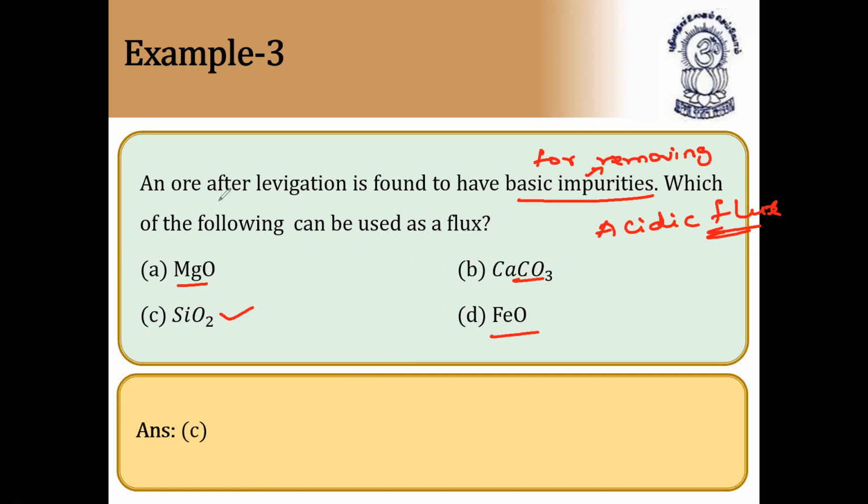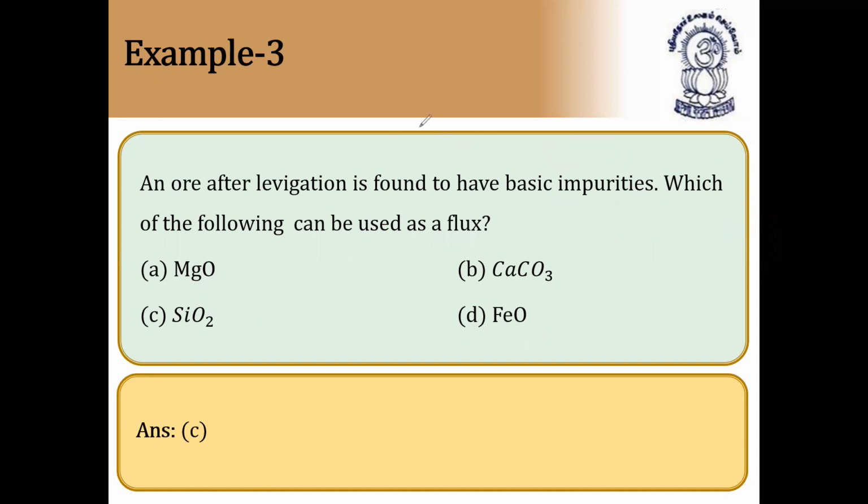An ore after levigation is found to have basic impurities. So for removing basic impurities, which can be used as flux? As they have mentioned, it is basic impurities, so straight away we can use acidic flux. And in the given compounds, the acidic flux is only silicon dioxide. So the answer is C. I hope it is clear. Very, very important, this type of questions. Please note it down. Next continuation.